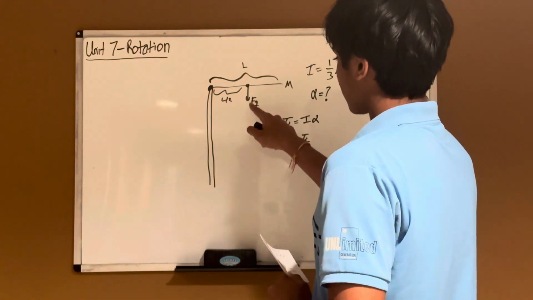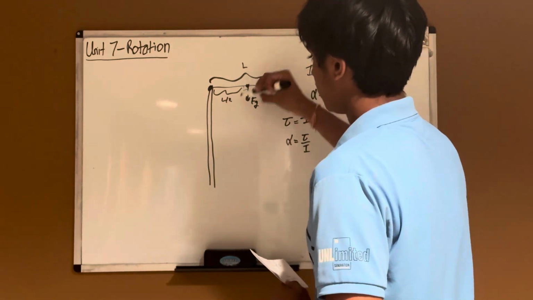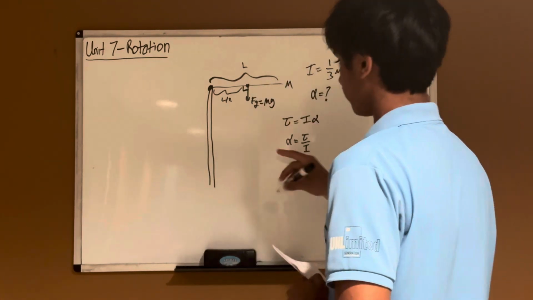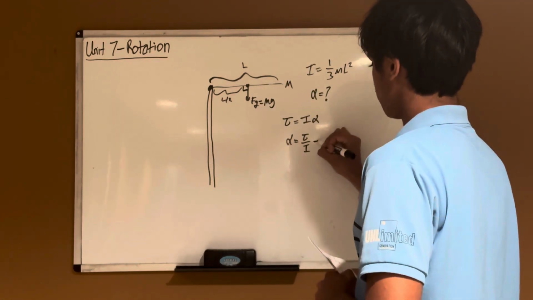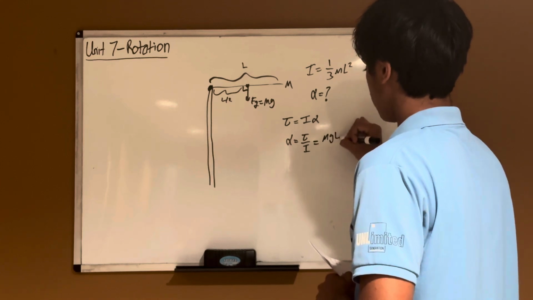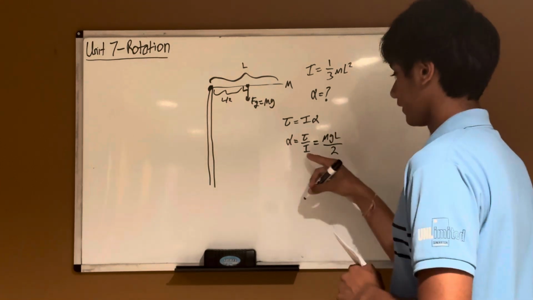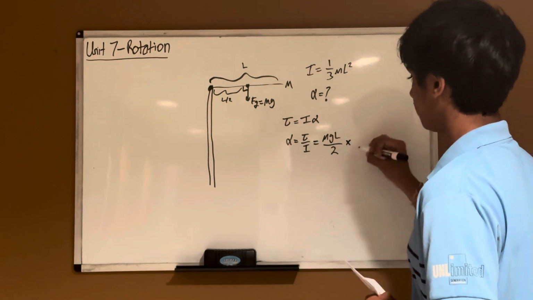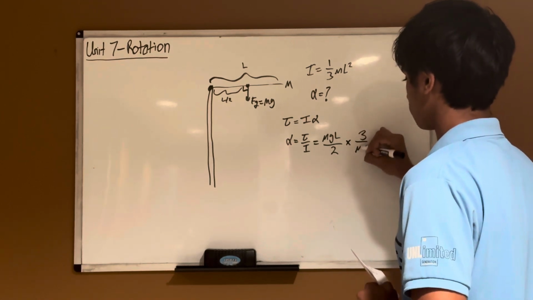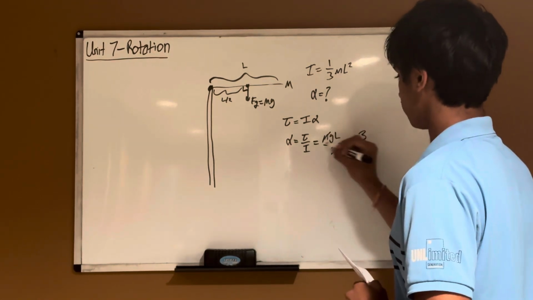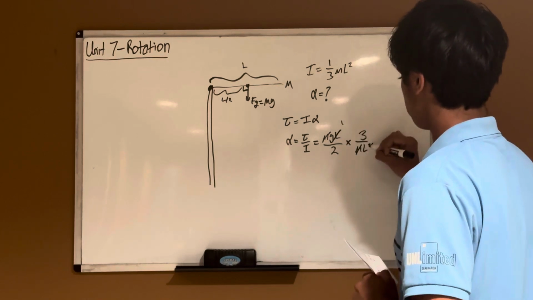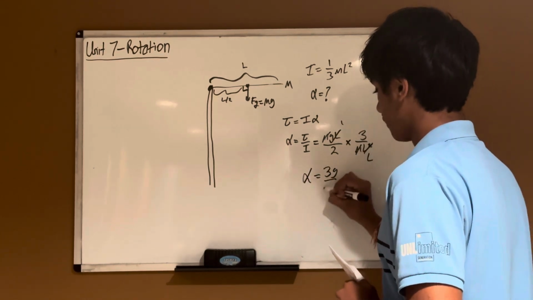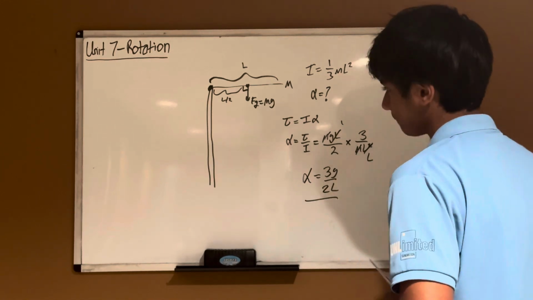So the force of gravity is acting here, perpendicular, so the radius is L over 2 and the force of gravity is equal to mg. Our torque is mg times L over 2, divided by I, which is ML squared over 3, so we're really multiplying by 3 over ML squared. The m's cancel out, the L goes in the bottom, and we're left with angular acceleration equals 3g over 2L, which is our final answer.